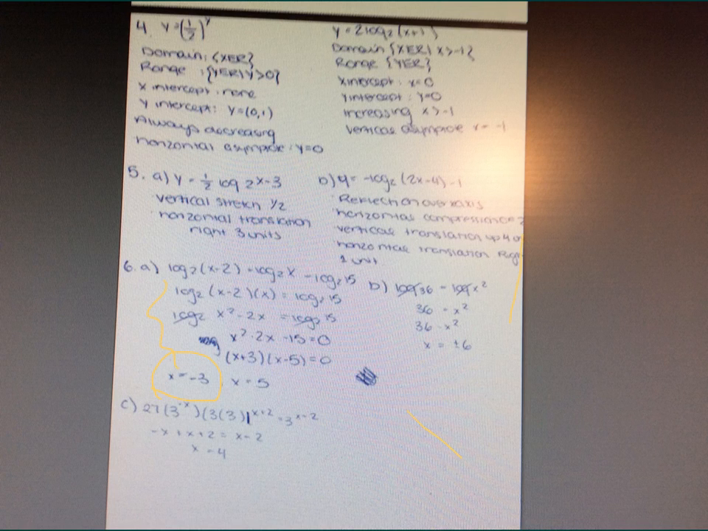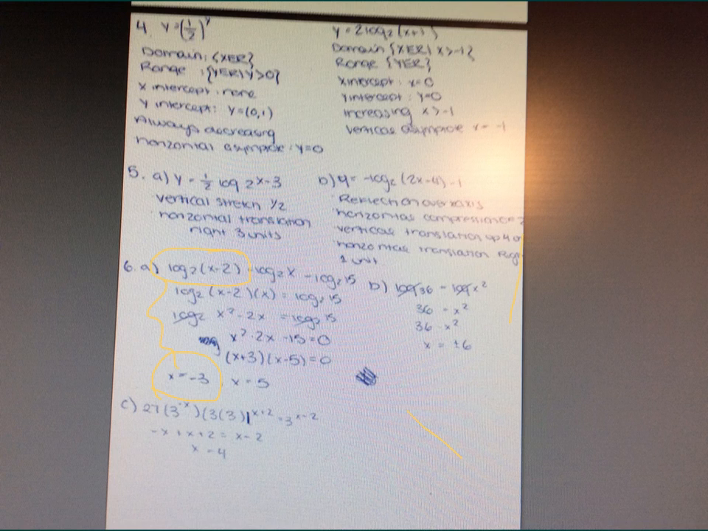If we put minus 3 into the first log here, we get log base 2 of minus 5, and that doesn't have any real value. So what we do is we discard the x equals minus 3 root, and we just call it inadmissible, and we move on and say x equals 5 is the only answer possible.